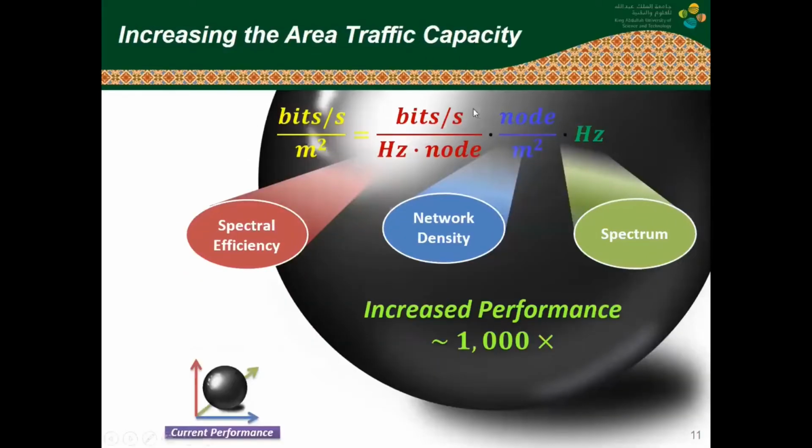And then node per meter square, which is known as the network density, and then hertz, which is just the spectrum. So if you are living in this kind of world and you are trying to get a 1,000-fold improvement, obviously you need to improve along these three directions: the spectral efficiency direction, the network density dimension, and the spectrum dimension.